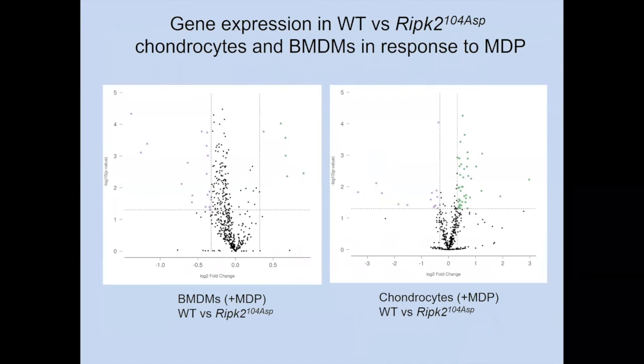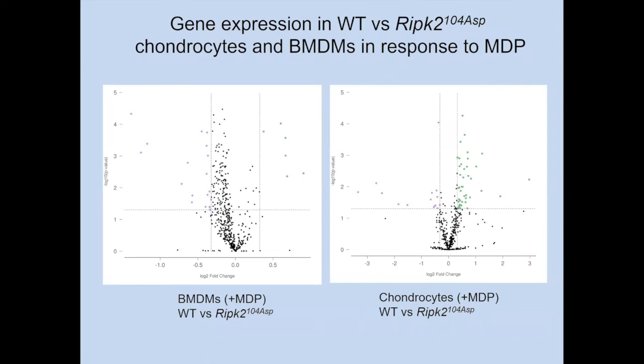So on the left here are bone marrow derived macrophages. And we're comparing again wild type versus RIPK2 macrophages. And we can see again that there's very few genes that are changed. This is interesting. There's very few genes that are being upregulated in response between these two genes, between the wild type and the disease allele.